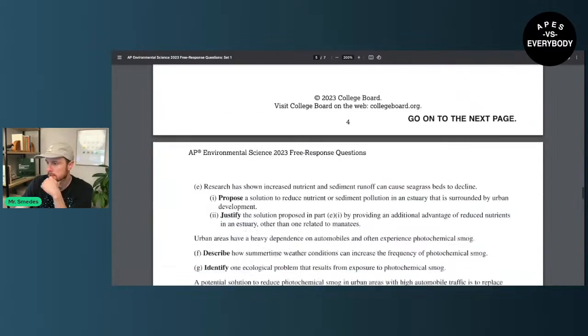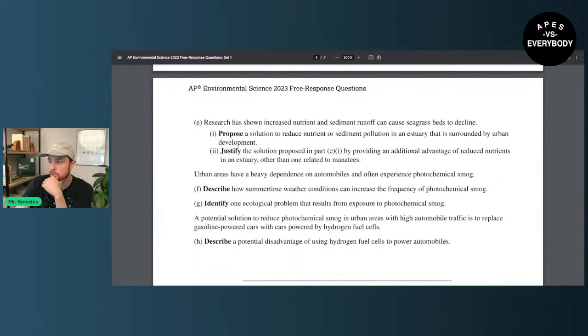And then you're going to have a propose a solution. You want to try to make sure your solution that you propose is realistic and specific. So who's going to enact it, or like where is it going to happen? You don't want to just say like make rain gardens. You want to say something like plant rain gardens in areas of the city that will intercept runoff before they go into the estuary. So really expand on your solution a little bit. Then in the justify, this is like, what's an additional advantage? So like other than relating to the manatees, why is it good to reduce the nutrients going into the estuary?